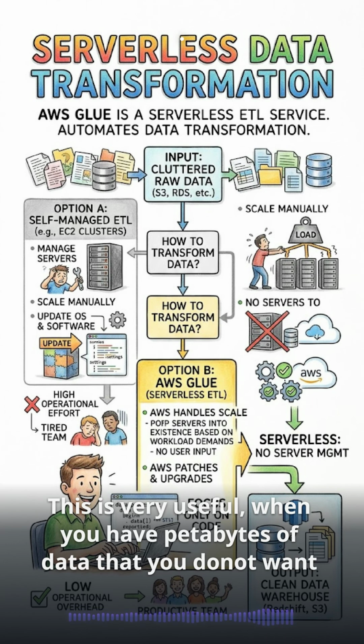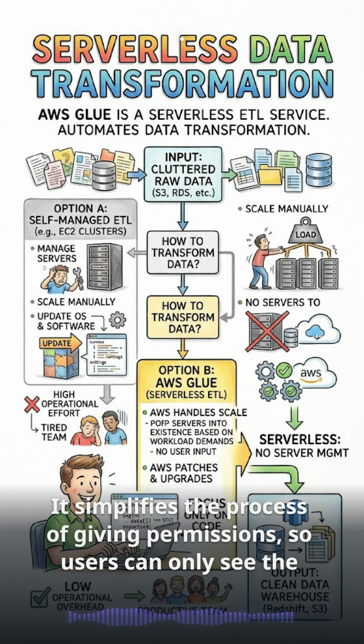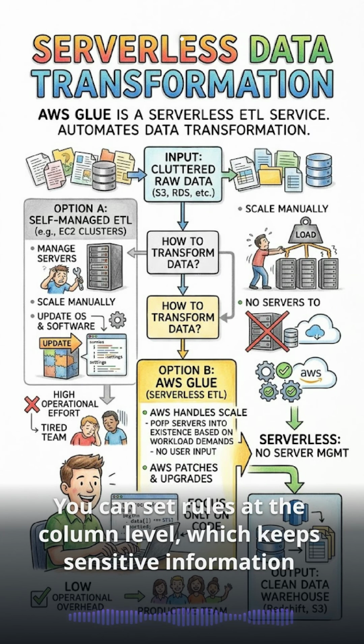AWS Lake Formation helps you manage security for all these different services in one single central place. It simplifies the process of giving permissions, so users can only see the data they actually need. You can set rules at the column level, which keeps sensitive information hidden from the wrong people.